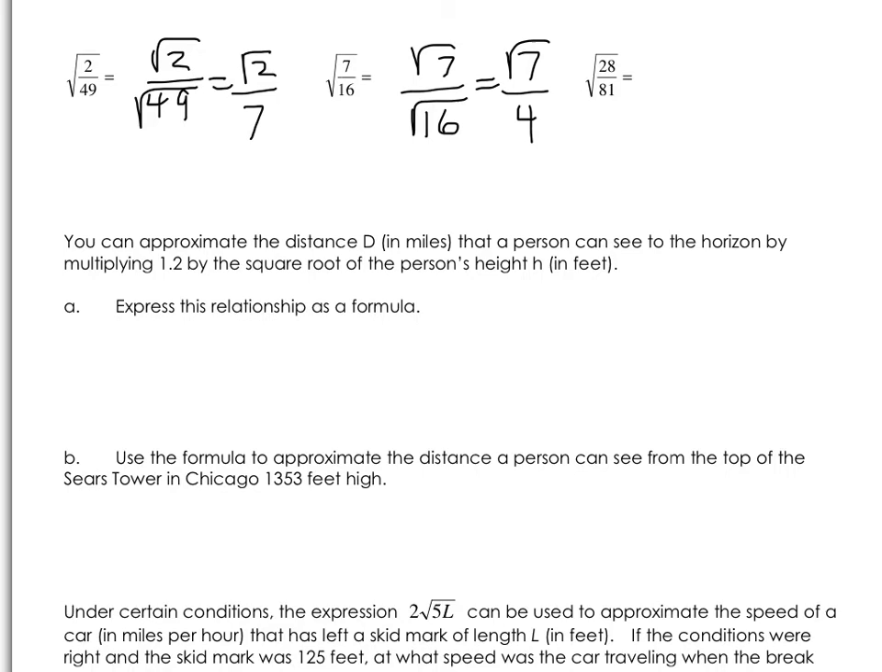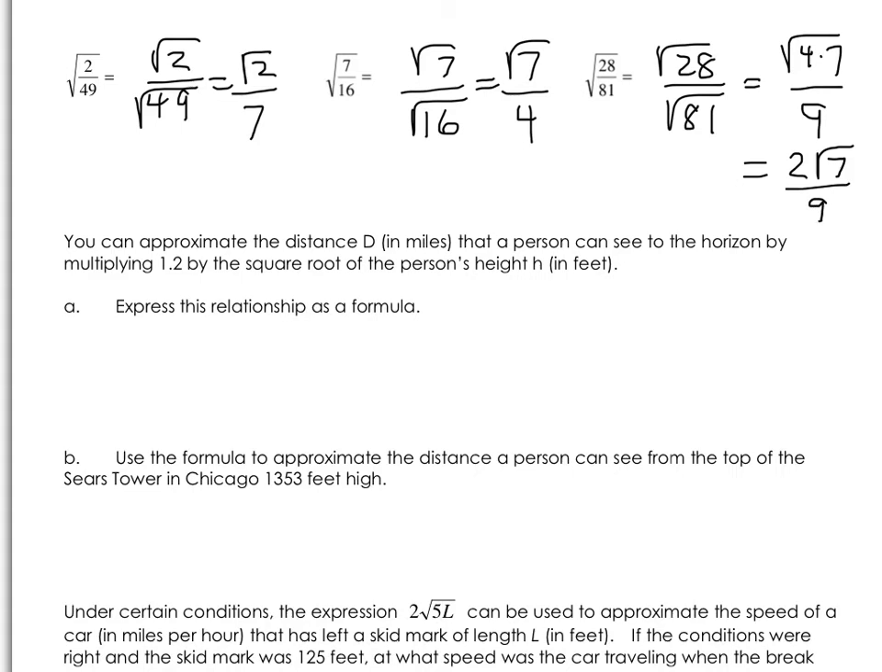What about this? The square root of 28 over the square root of 81. I can take the square root of 81. That's 9. What about the square root of 28? 28 is 4 times 7. I'd like to go ahead and take the square root of 4. That's 2. I still have a 7 under the radical, and I have a 9 in the denominator. So that's our final answer.